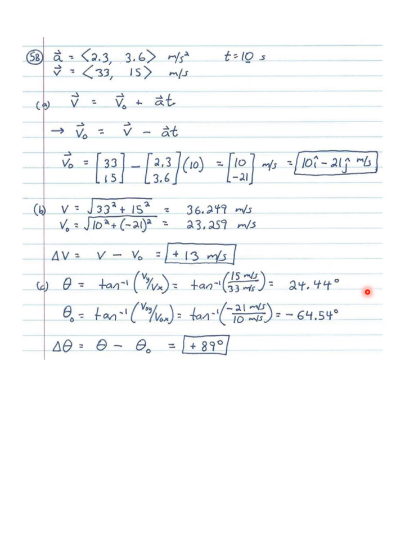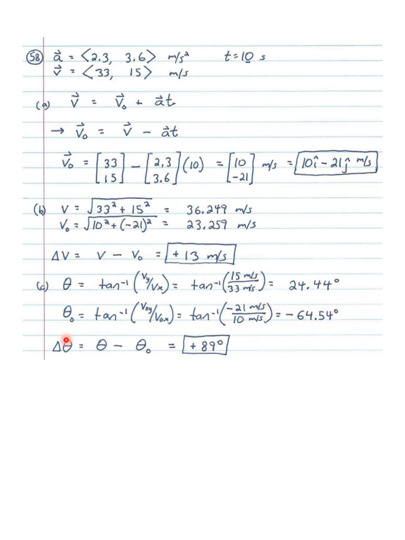Question C asks, by how much did its direction change? Let's find the final direction. Theta is the arctan of Vy over Vx. And you plug those values in, you get 24.44 degrees.